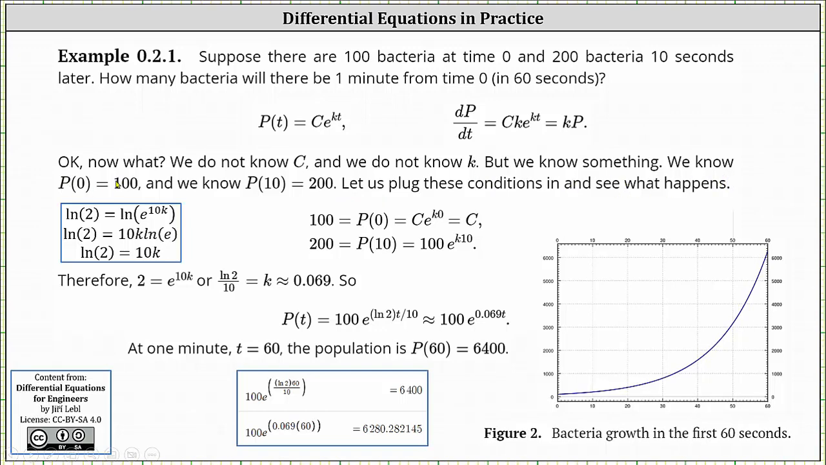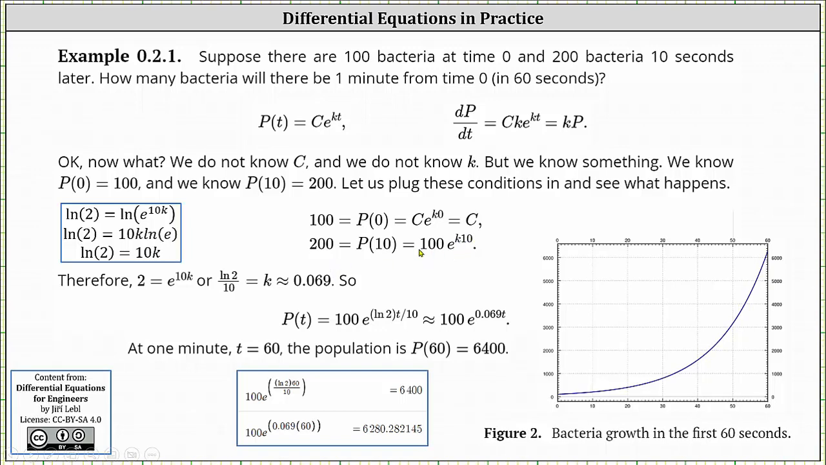Given P(0) equals 100, we can write the equation 100 equals P(0), and P(0) is equal to c times e to the power of k times 0, or just e to the 0, and e to the 0 is equal to 1, giving us c is equal to 100. So now we know P(t) is equal to 100 times e to the power of kt. And now using P(10) equals 200, we can form the equation 200 equals P(10), and P(10) is equal to c, which we know is 100, times e to the power of k times t, but t is equal to 10, giving us e to the power of k times 10.